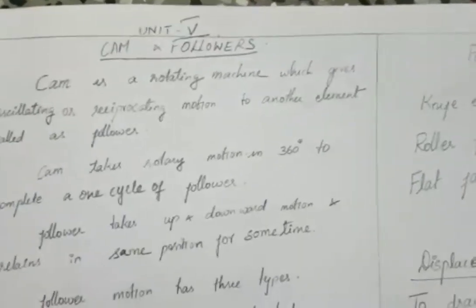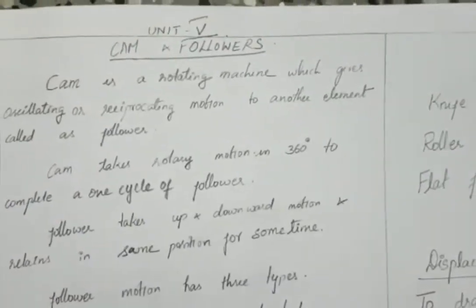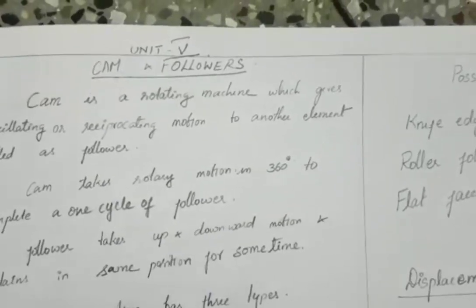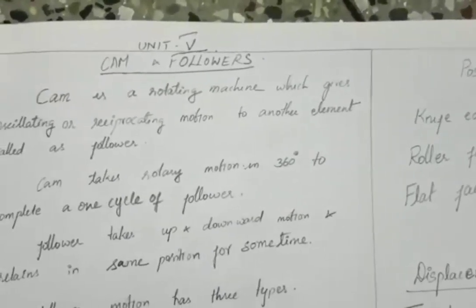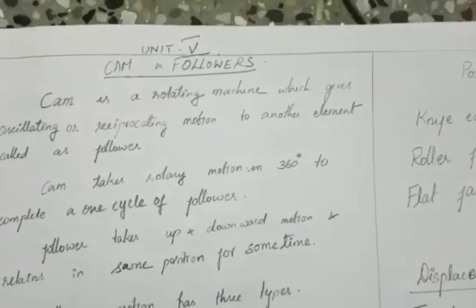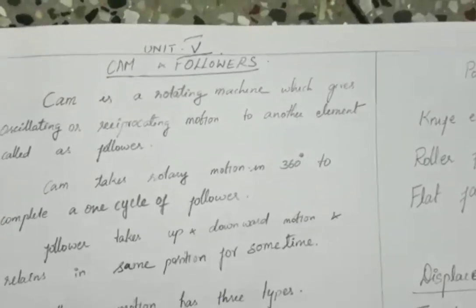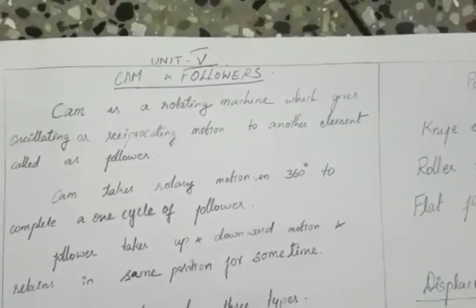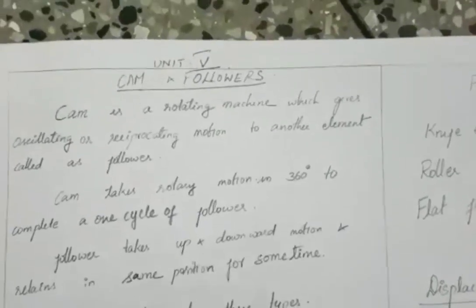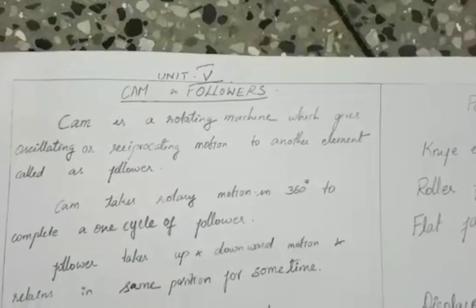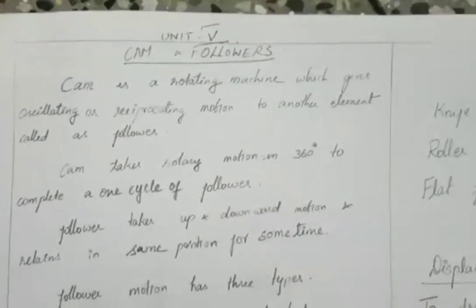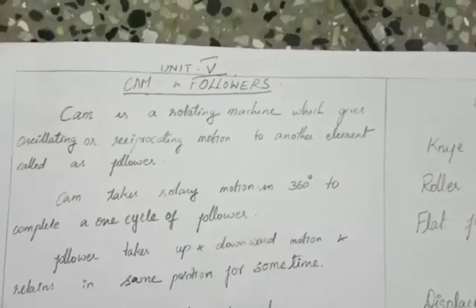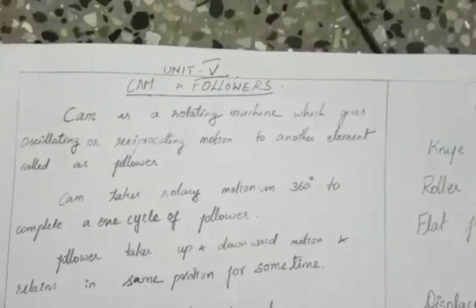The characteristic of the cam is that it has the desired profile. It is not a circle, it is not a curve. It has a desired profile drawn from the basic circle, and the follower moves on the upper surface of the cam. When the cam rotates, automatically the follower moves upward as well as downward, and in some places it retains the same position.